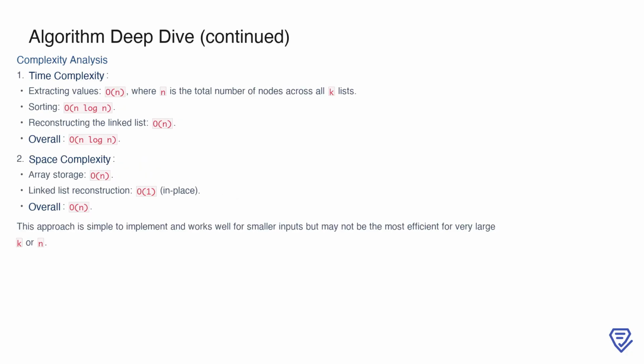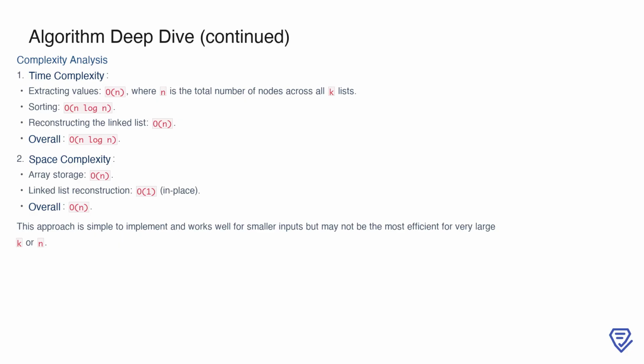Finally, let's analyze the time and space complexity of the brute force approach. For time complexity, extracting all the node values into an array takes O(n), where n is the total number of nodes across all k linked lists. Sorting the array is the most expensive step and takes O(n log n). Reconstructing the sorted linked list from the array takes another O(n), leading to an overall time complexity of O(n log n).